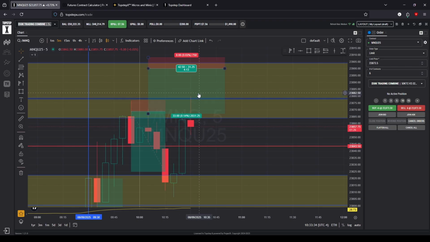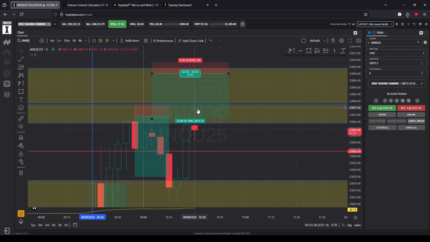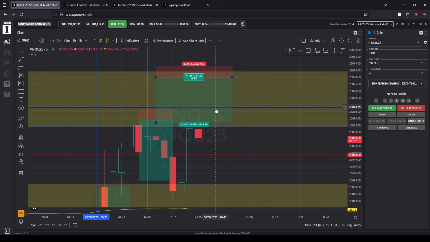Yeah, these things are to be expected, and this is why I said the older me would have taken this short from around this level, even though price went through it. And the reason for that is, okay, a sec.